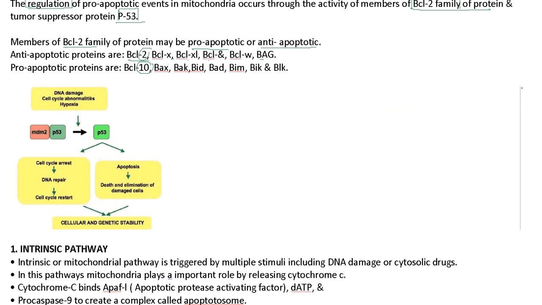So if there is DNA damage, there will be some abnormalities, for example hypoxia. In that case, P53 is released. This P53 will either cause apoptosis or cell cycle arrest. In cell cycle arrest, there will be repair, and in apoptosis, there will be death.